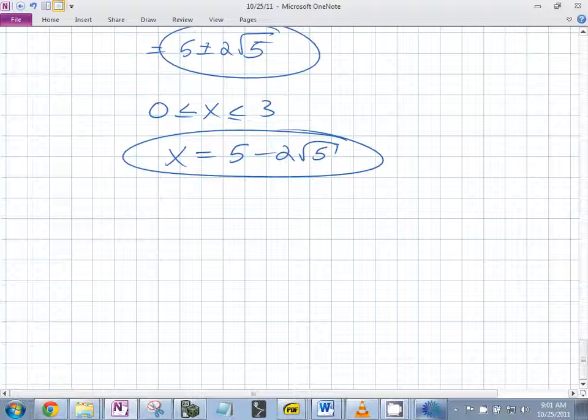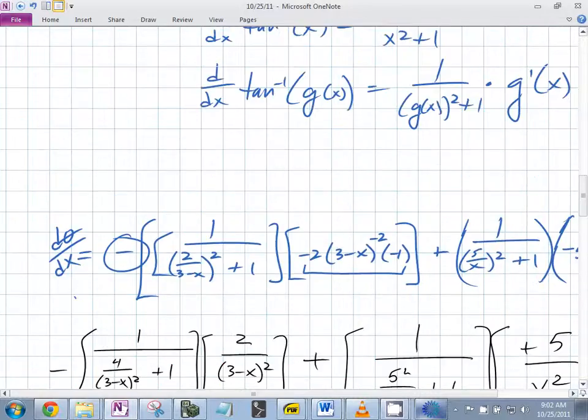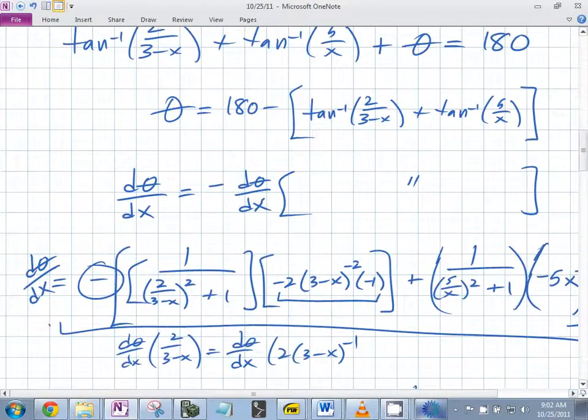I totally agree. So we're not done yet, though. What's this question asking for? Max value of theta. So at this point, what would you need to do in order to get theta? Plug in that value into this right here.